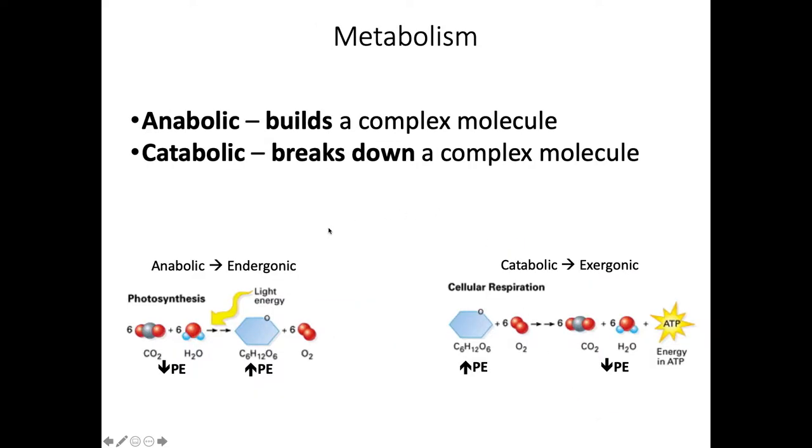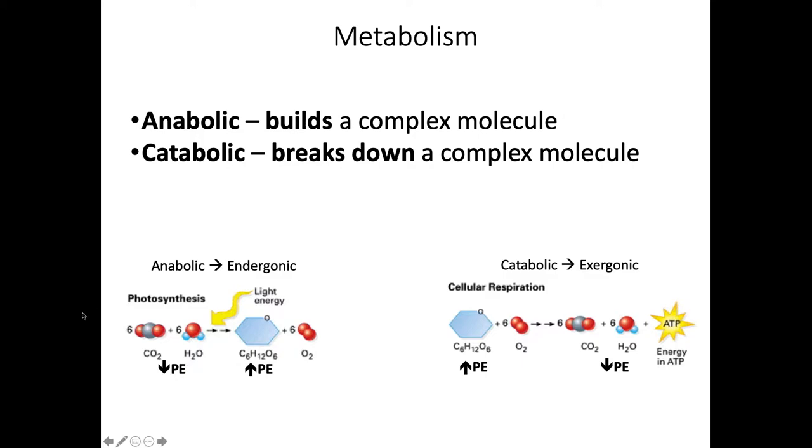Then to categorize things even more, we have what's called anabolic and catabolic reactions. And these are just a part of metabolism, where metabolism just includes all of the chemical reactions in your body. So here, anabolic just means when you are building up a complex molecule.